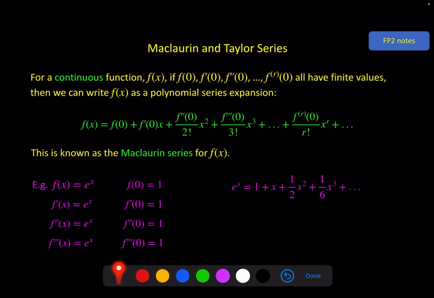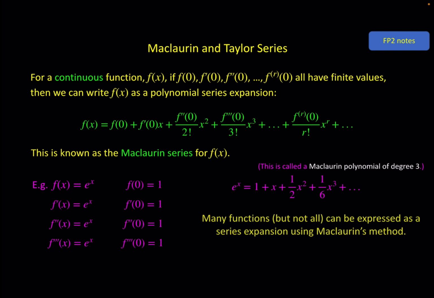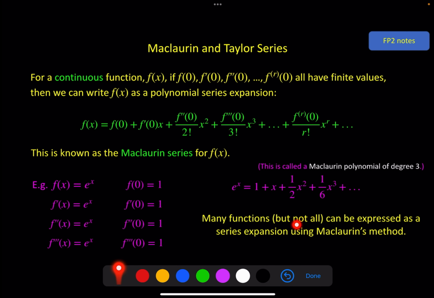And because I've done up to the x cubed term and I've stopped there, although I could have done as many or as few as I liked, I have stopped on x cubed. This is called a Maclaurin polynomial of degree 3, because I stopped with the x power 3 term. So a little bit of a note on the naming of these here. And this is really great. It's useful because a lot of functions, although not all, we'll come back to that in a different video, a lot of functions can be expressed using this method.